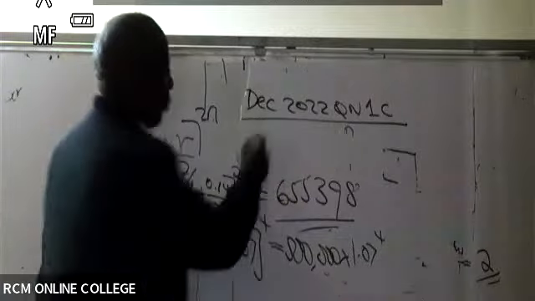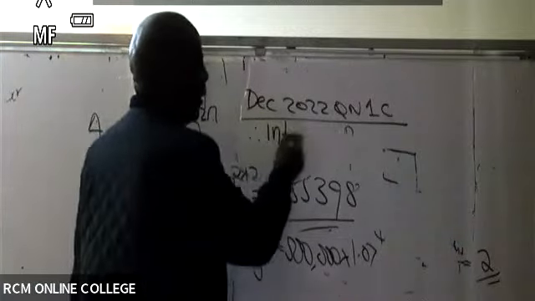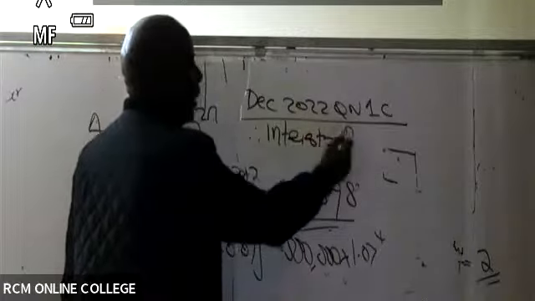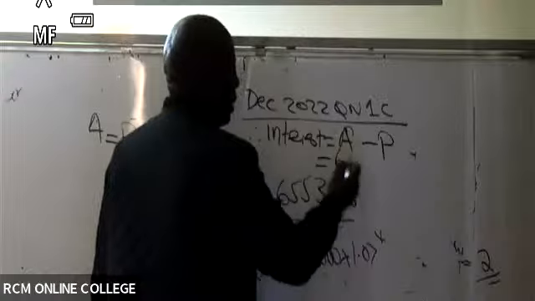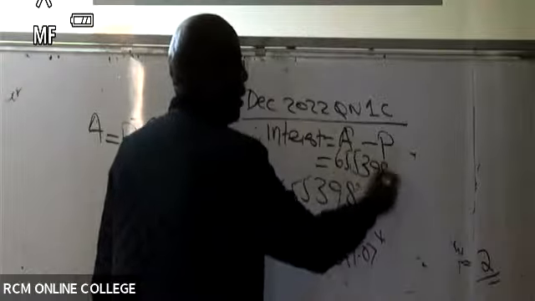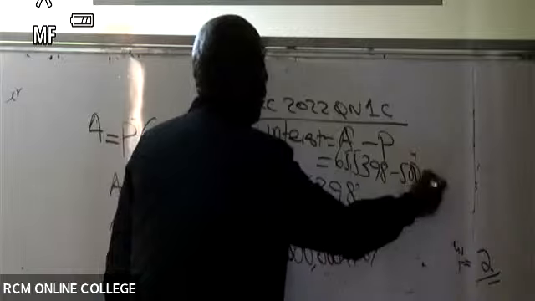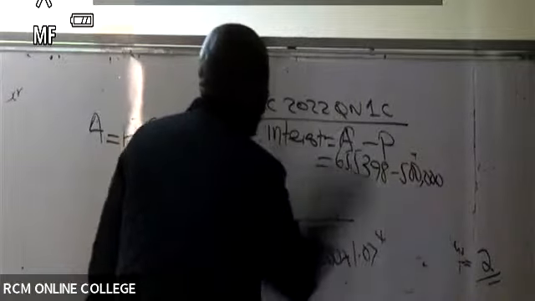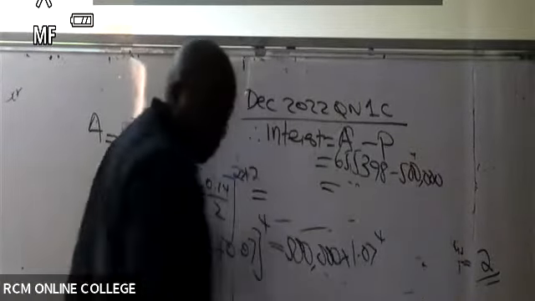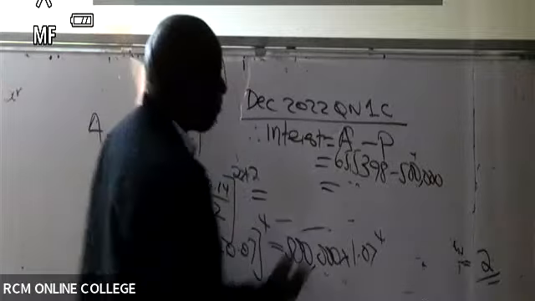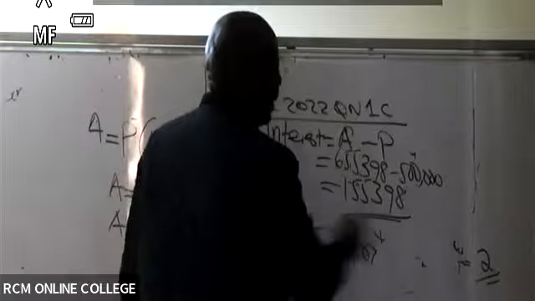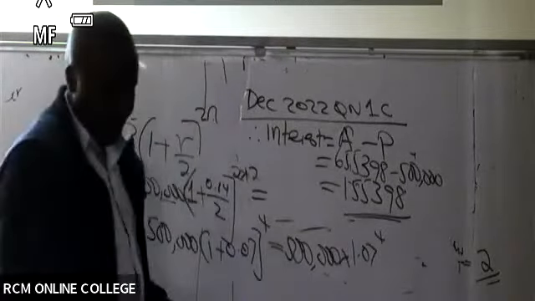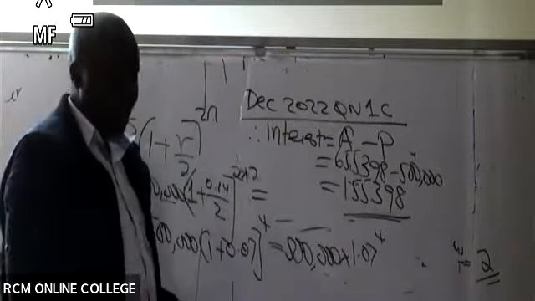And therefore, the interest, of course, will be amount minus principal. Amount is 655,398 minus principal of 500,000. So this will end up giving me 155,398. That is the answer. And if you allow me, I'll go to the second part.